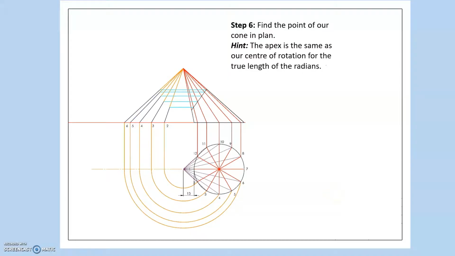Okay, so step 6 now. We'll draw in the cone like it's not cut in the plan. To do that, we're going to drop down the apex from the elevation. So we'll get this point and drop it vertically down to find this. Or alternatively, you could measure from the edge of the circle on the plan across 13, which you'll find the apex also. And if you look at the hint there, it's the same point as the center of the rotation to find your radians up here.